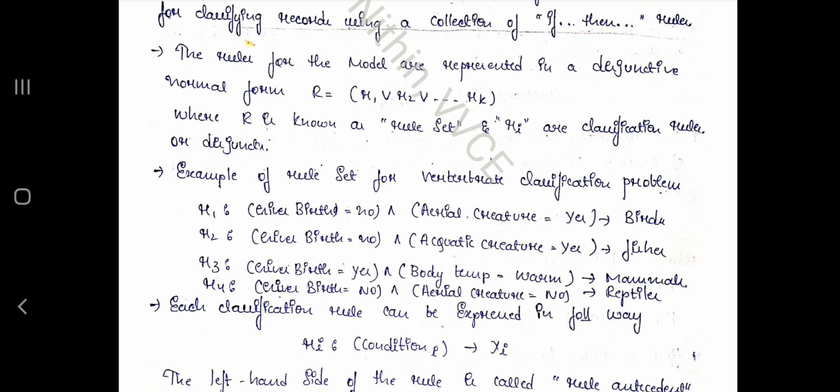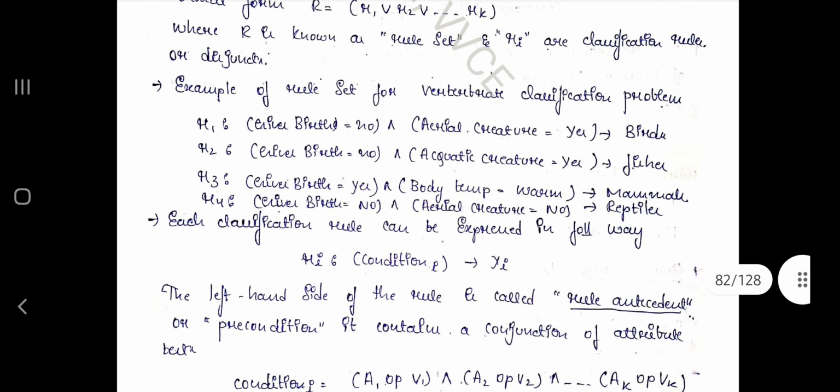The first thing you need to write is that the rules for the model are represented in disjunctive normal form. What do you mean by disjunctive normal form? R is equal to R1 or R2 or R3 till Rk. That is disjunctive normal form. That's the first thing. Second thing, you can give an example.